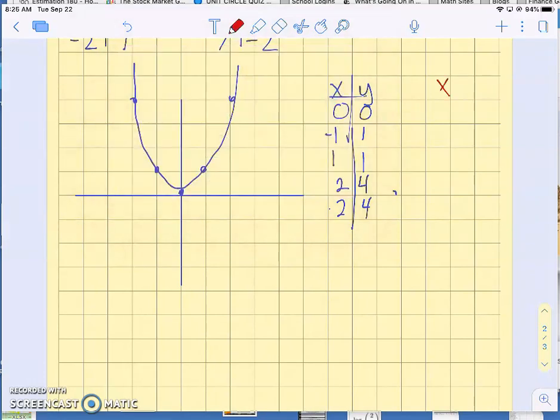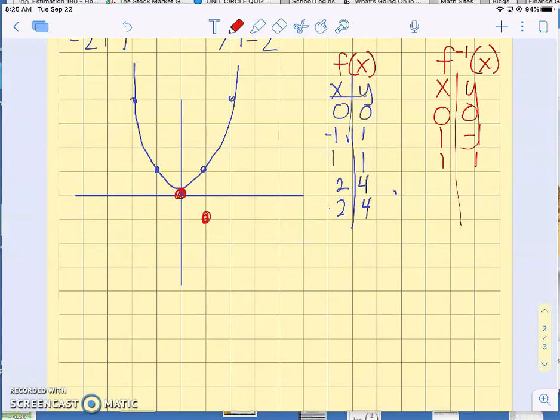So our inverse one, so this is f of x. And again, I'm going to use this as our inverse. So we'd still have 0, 0. So that's still there. We'd have 1, -1. 1, 1 is still 1, 1 when we switch it. 4, 2. 1, 2, 3, 4, 1, 2. And then we'd have, oh, that was a -2. So 4, -2. So there's a graph of our inverse.